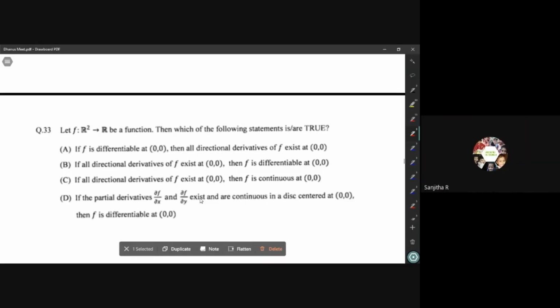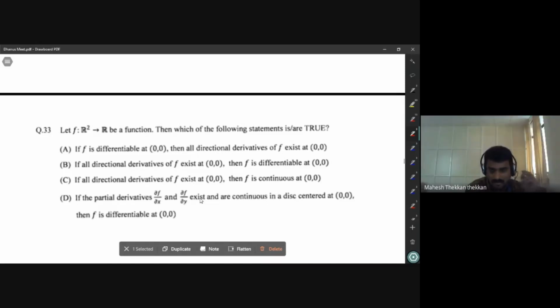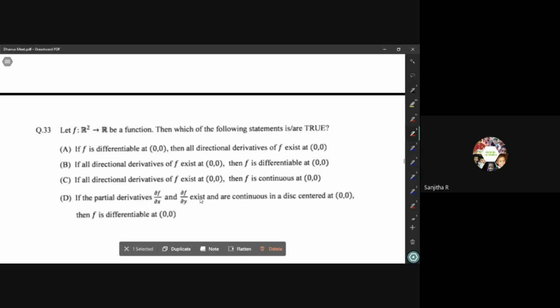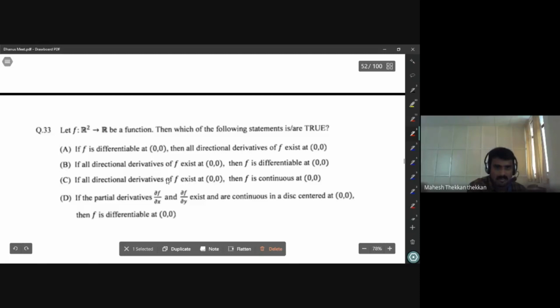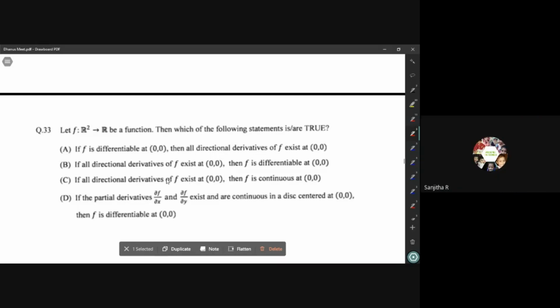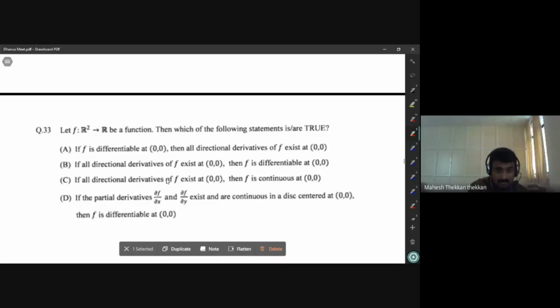So what about if f is differentiable? Tell me. Option A is correct. Okay. Is any other option correct? Option C. No. You have to be very concentrated. Just look at it once more. Yes, the first option is correct.